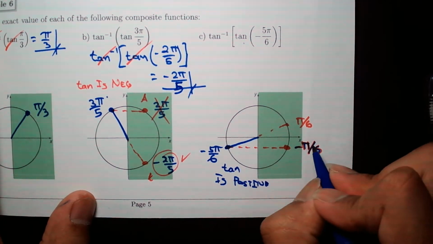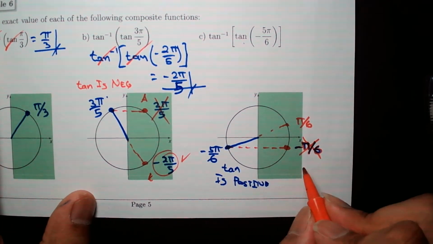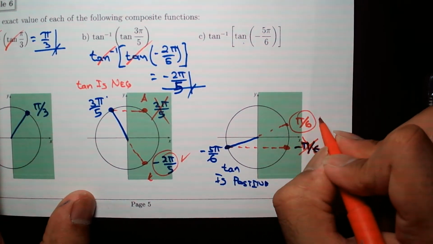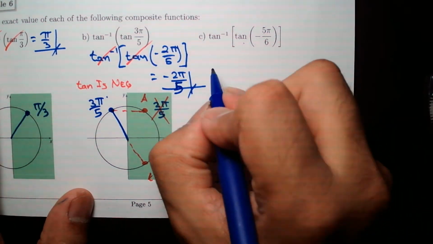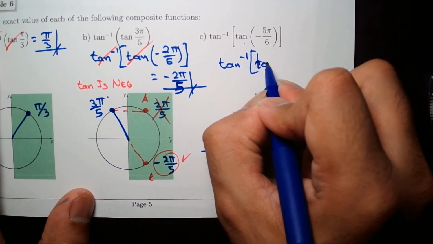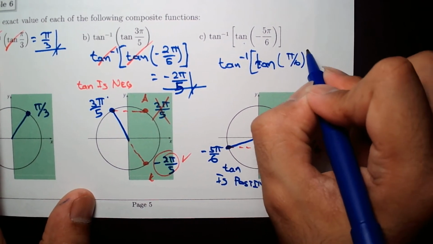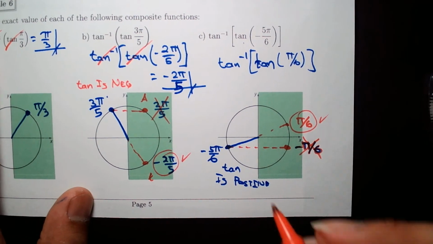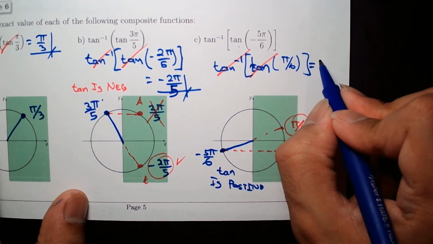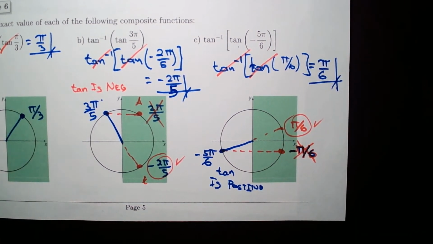So in this case, this one is not going to be a good choice because here in this 4th quadrant, tangent is negative. So this is going to be the right choice. So we need to rewrite this as tangent inverse of tangent of pi over 6. And in this case, only then we're good to cancel this and get pi over 6 as our final answer. All right.